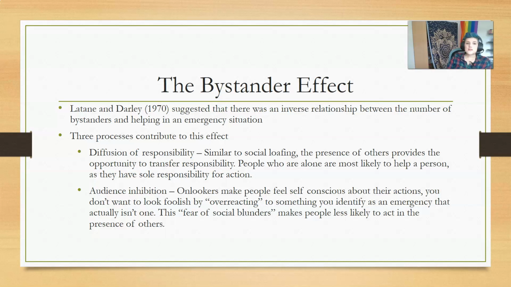Then there is audience inhibition. Onlookers may make people feel self-conscious about their actions. You don't want to look foolish by overreacting to something that you identify as an emergency that actually isn't one, because you fear social blunders. Fearing social blunders and having this audience inhibition makes people less likely to act in the presence of others.